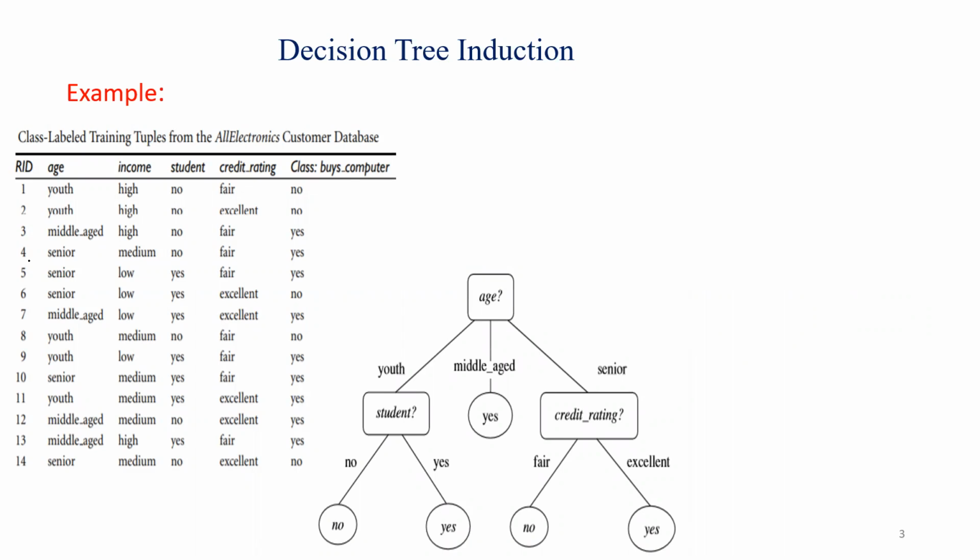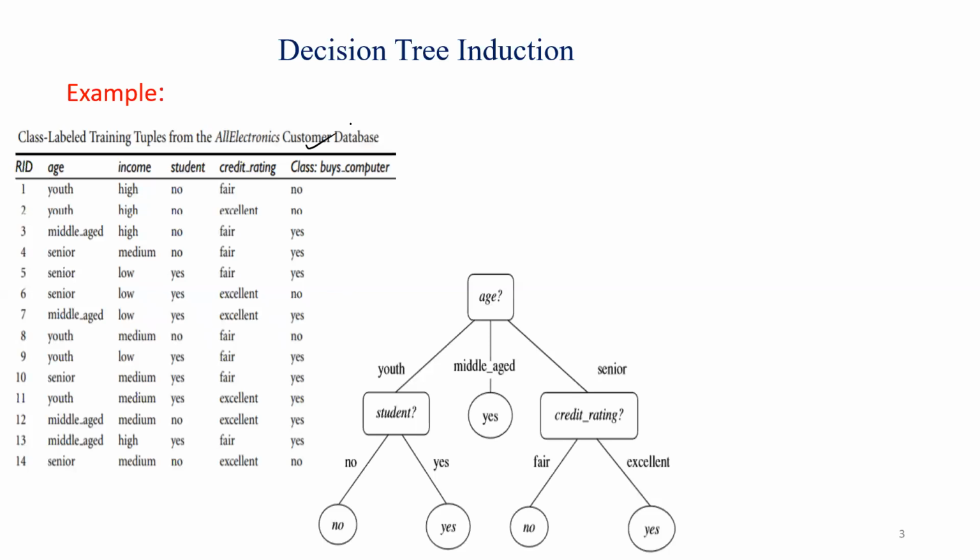So let me take an example so that I can explain the construction of the decision tree. Here is a training set of tuples belonging to the AllElectronics customer dataset, where each tuple represents whether the customer buys a computer or not. That is the target variable here. It says whether the customer buys a computer or not.